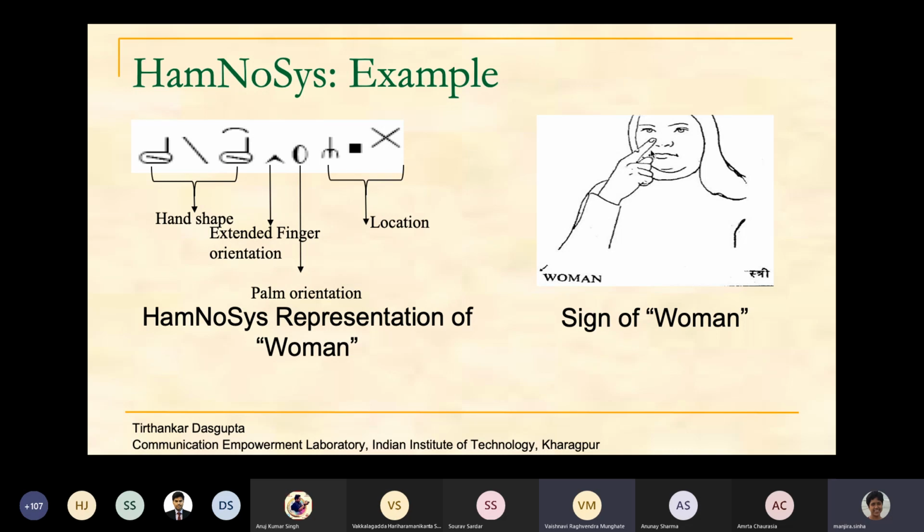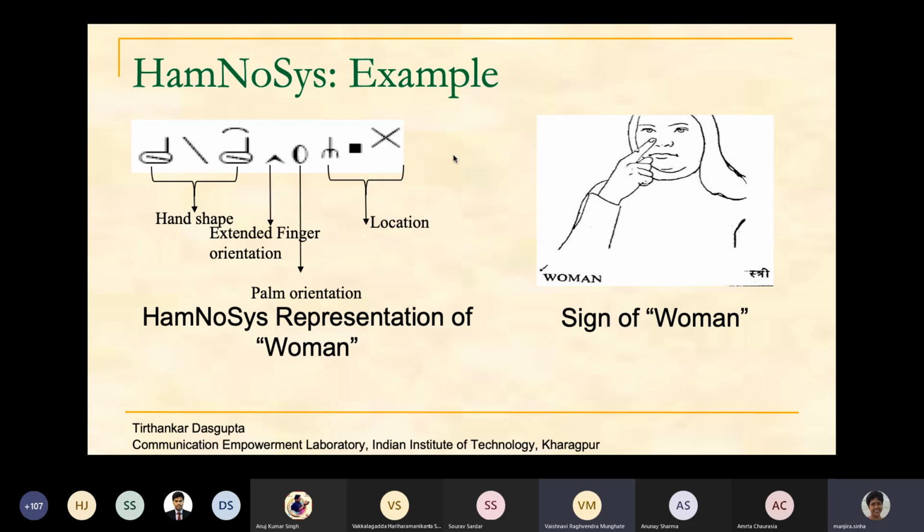You take your dominant hand and with the index finger you touch the right side of your nose. Okay. So, this will be the corresponding Hamnosys representation of the sign of a woman. This shows the hand shape. As you can see, this index finger stretch sign is this. So it is stretched, and this shows how the other fingers are. This is the extended finger orientation, which side the index finger is positioned. This is the sign for the palm orientation, and this is the sign for the location of my hand placement. Okay, that is how sign language is represented in the Hamnosys notation system.